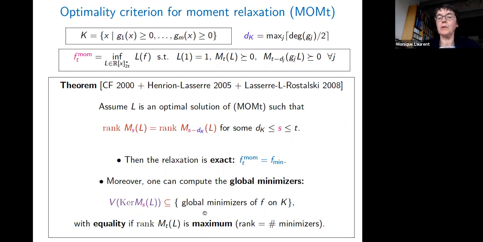So we can compute the global minimizers. This is the additional feature that I was mentioning in the beginning: by looking at the moment relaxations, you get additional complementary information about the problem. Namely, you get a road which may lead you to extracting the global minimizers of the problem, assuming you have this rank condition. But as shown by some results, particularly by Jiawang Nie, this rank condition actually holds generically, and it holds often in practice.